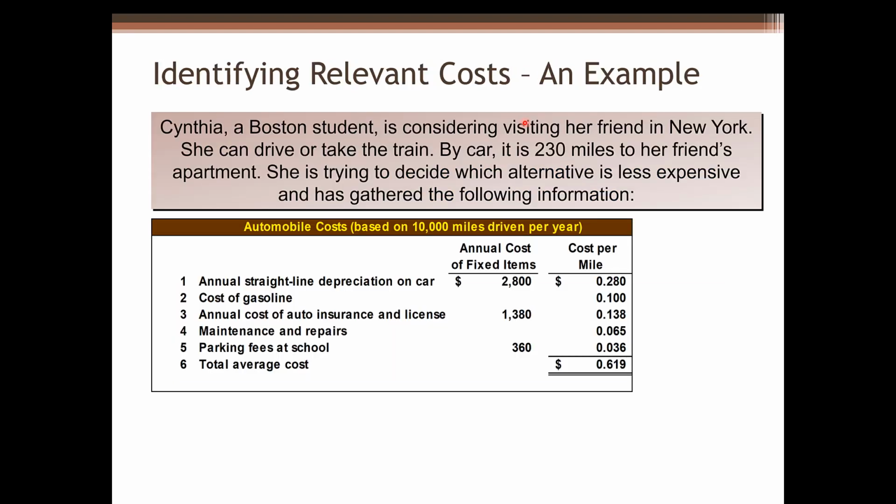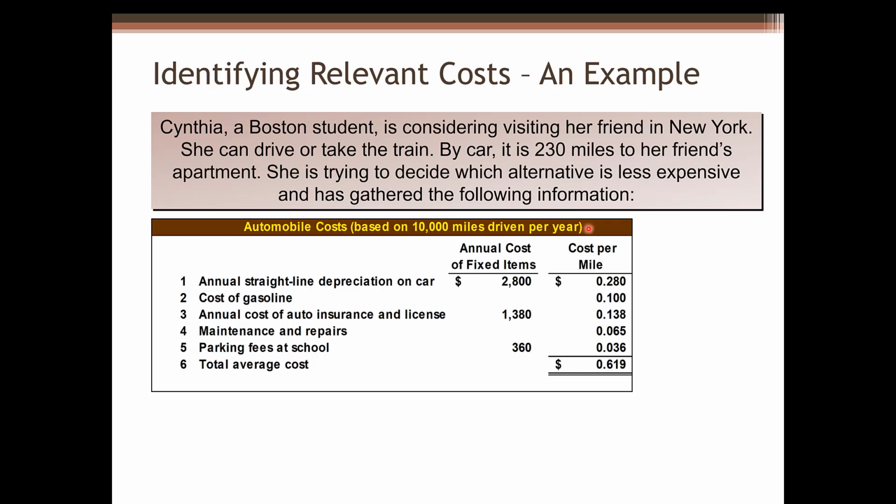Let's take a look at an example of identifying relevant costs. Cynthia, a Boston student, is considering visiting her friend in New York. She can drive or take the train. By car, it's 230 miles to her friend's apartment. She is trying to decide which alternative is less expensive and has gathered the following information.